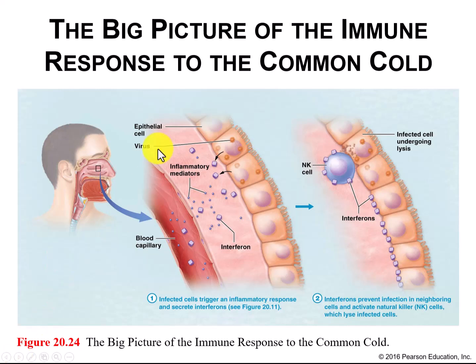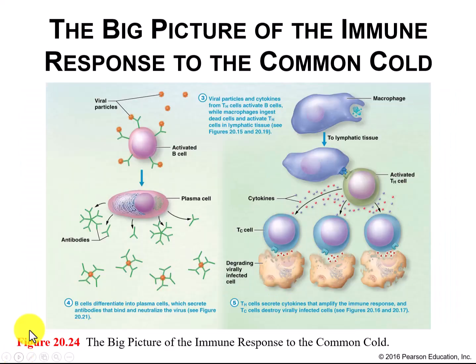All right, so let's look at our big picture animations. So with the common cold, we first get this innate response with inflammatory mediators, natural killer cells, interferons targeting the other cells and recruiting the natural killer cells. Once we start this innate response, then the adaptive immunity will kick in.